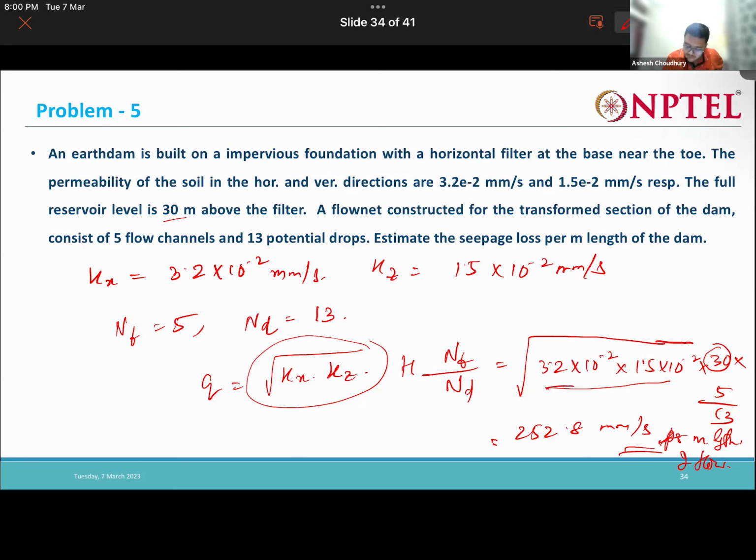Or else that also you convert it to this one, mm, I guess. It will be better if you convert this to meter, because our flow is asked to us per meter length of the flow, right? So some inconsistency might come. So it's better, I guess, you convert everything to meter and meter per second. Okay, but still 252.8 mm per second per meter is correct. It's correct.